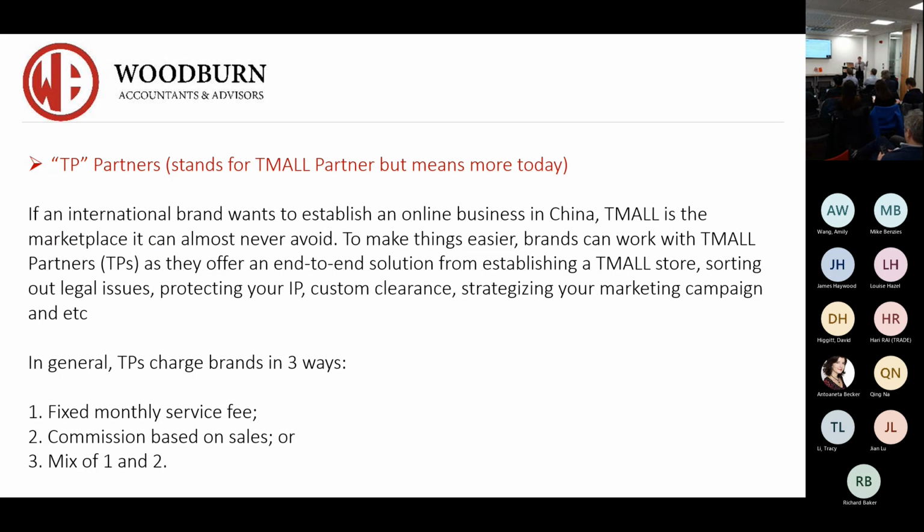A lot of media agencies have now added the TP function into their business scope. A lot of TPs have now added marketing into their business scope. Whether they're good at it or not is up to you to evaluate.